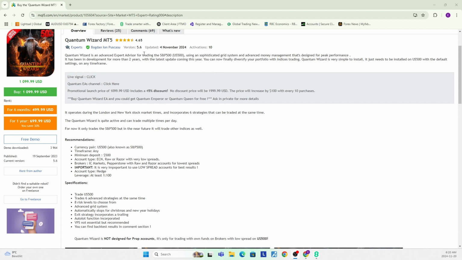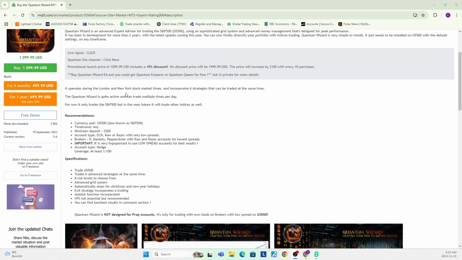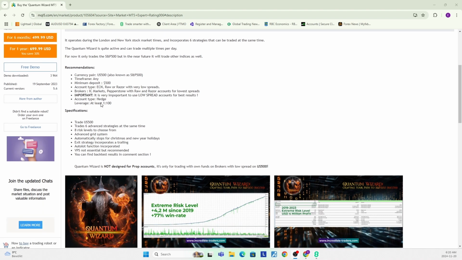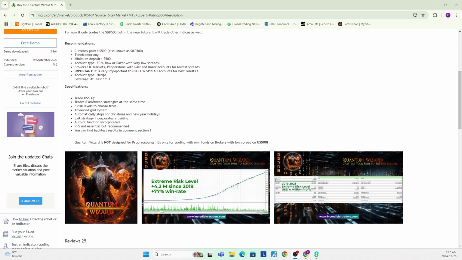And if we try and get an idea of how the actual bot works, he says it uses a sophisticated grid system and advanced money management that's designed for peak performance. And the majority of this gentleman's bots tend to be grid martingales. So based on that and based on this line saying grid and advanced money management, I wouldn't be surprised if that is a grid martingale, or it's a fancy way of saying grid martingale. And here we can see that it requires high leverage, also fairly indicative that it's using a grid martingale.